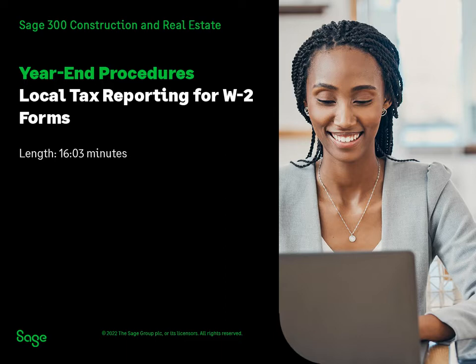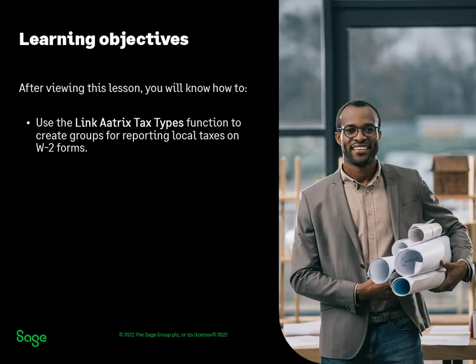on your W-2 forms. After participating in this lesson, you will be able to use the localities tax types function to create groups for local tax reporting on your W-2 forms. You will also learn how to print out copies that can be given to the employees and the local agencies that show the local tax information.